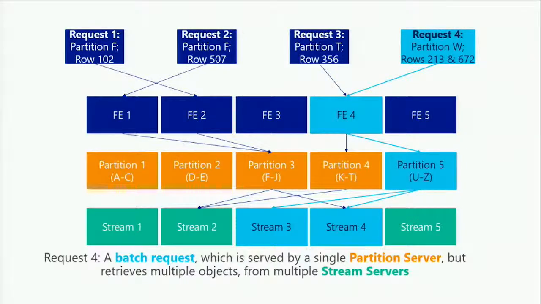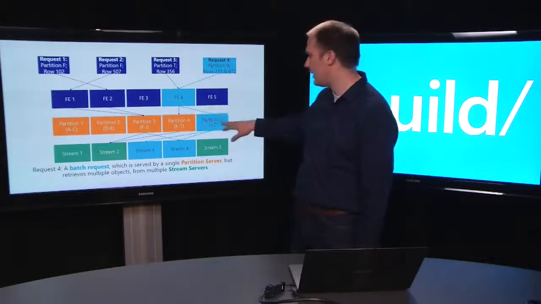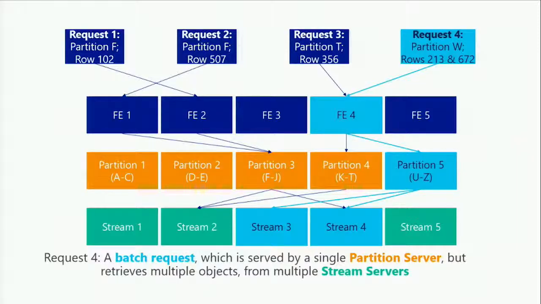And then finally, this is just an example of what we would call a batch request. This is a request that asks for 2 pieces of data. It's in partition W. We get down to partition server 5 that's serving that partition. But because it needs 2 pieces of data, it ends up having to go to 2 stream servers. This is a little less efficient because we need multiple objects from multiple servers.